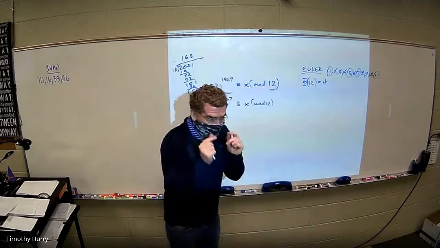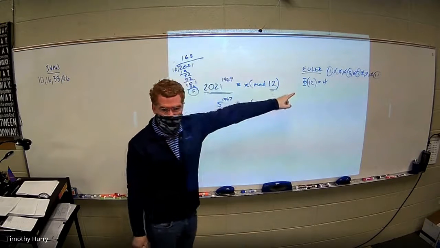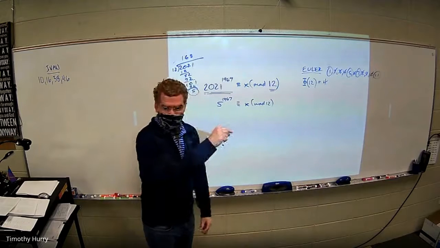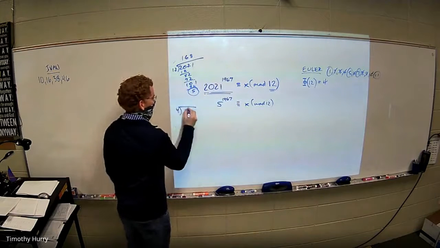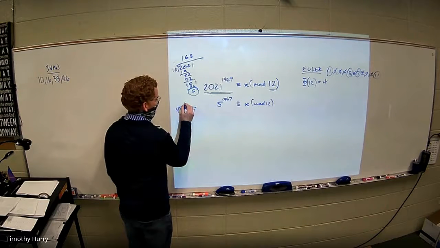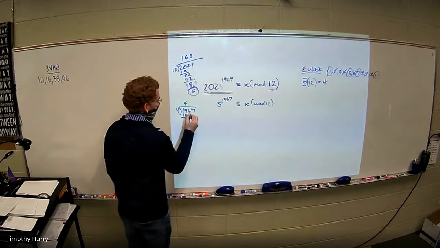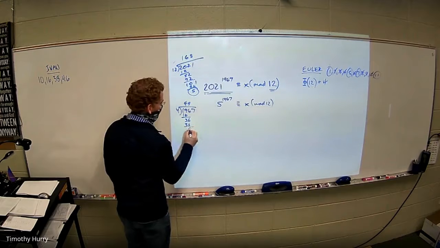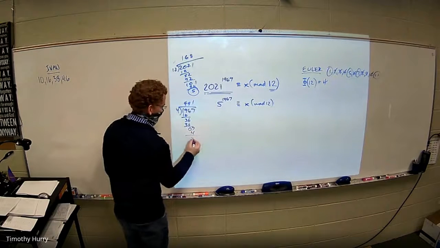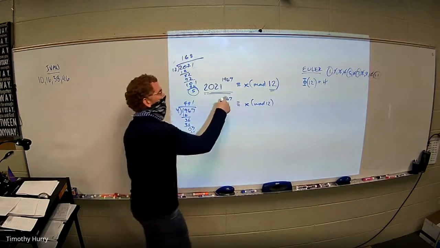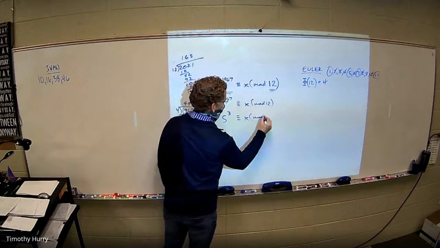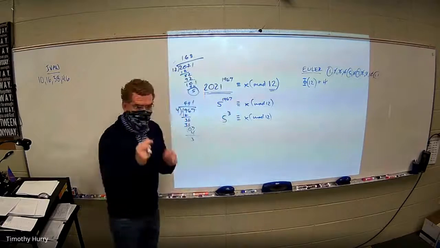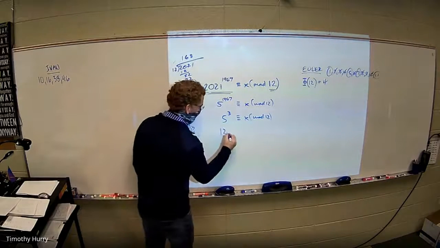And I can divide the exponent by 4 and replace the exponent with the remainder. So I come over here and go 4 into 1967. It goes 4 times, 9 times, 1 time with a remainder of 3. I can replace that with a 3. And at this point, I normally am in pretty good shape because that's 125.